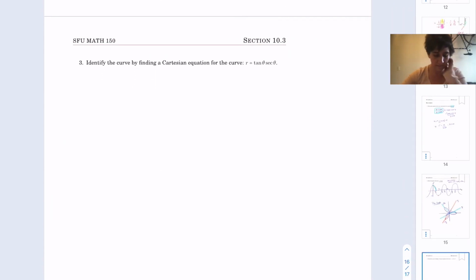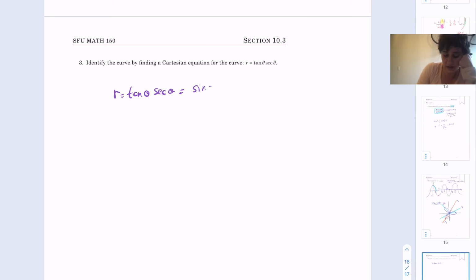Yeah, we can do this one. Identify the curve by finding the Cartesian equation for the curve r equals tan theta secant theta. Okay, let's figure out what this is. Well, r is equal to tan theta secant theta. Let's start by getting rid of the tan and the secant. I'd rather work with sines and cosines.